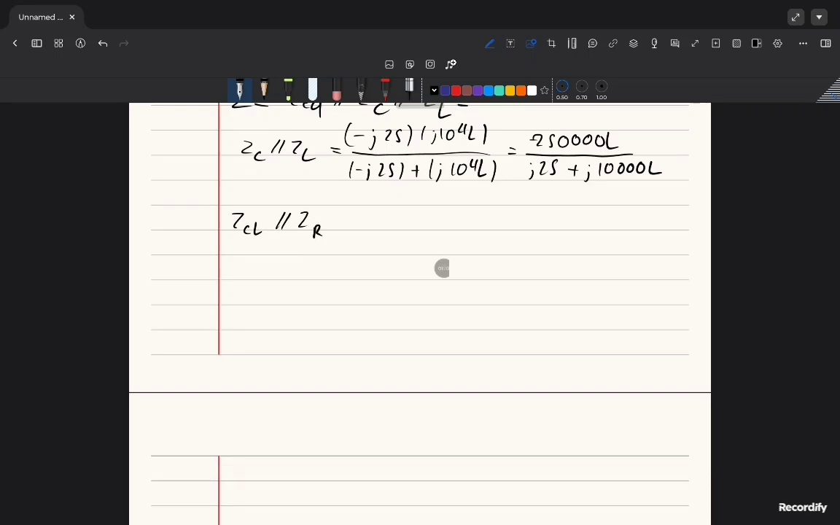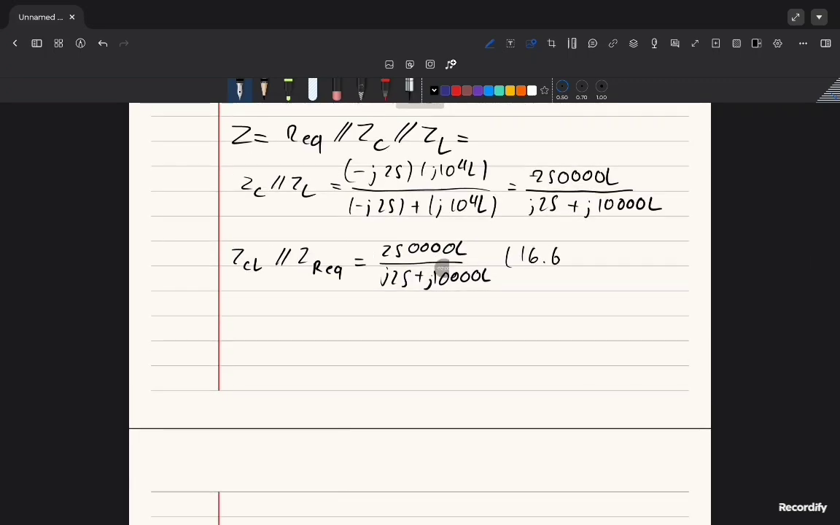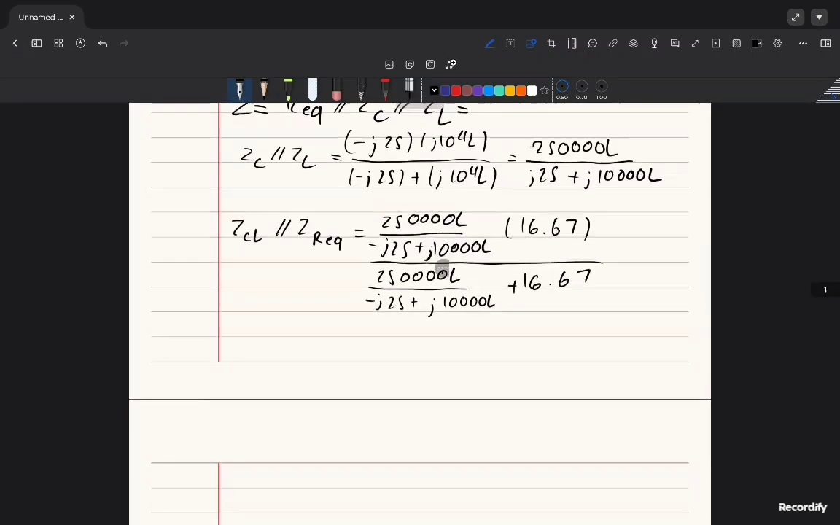Now let's put this in parallel with Req. This is going to be a long number, so let's work it out: ZCL times 16.67 over 25,000 L over j25 plus 10,000 L, plus 16.67.